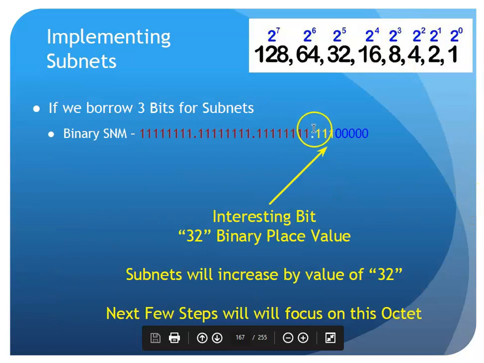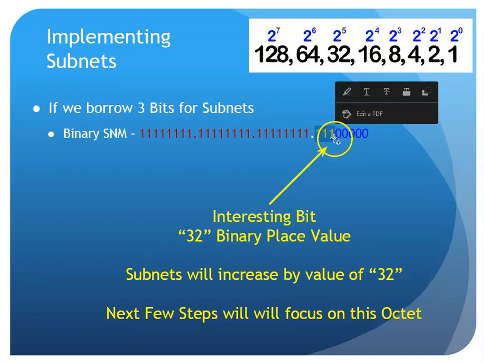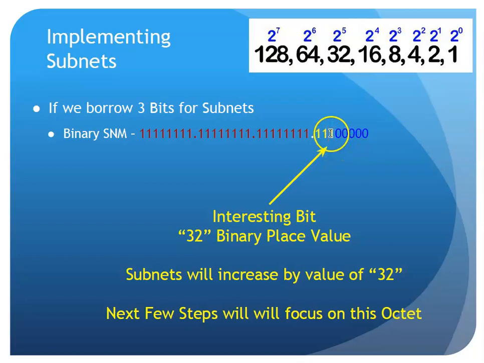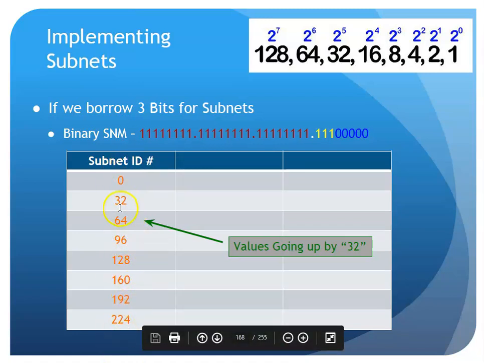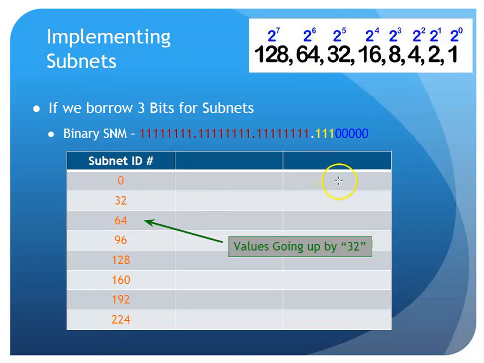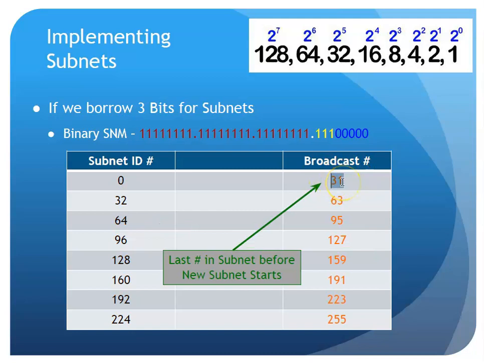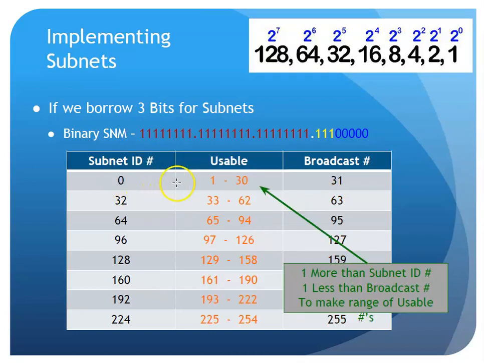If I look at this last octet where we subnetted, I borrowed the 3 bits. I'm borrowing to the 32 place. This is my interesting bit, the 32 place. So my subnets are going to go up by a factor of 32. So for my subnetting chart, I start writing out my subnets, 0, 32, 64, 96. There's my subnet network numbers. Again, if this subnet starts at 0, this one 32, this first one has to end at 31. There's my broadcast, 31. This one 63, this one 95, and so forth. My usables end up being one more, one less, 1 to 30.